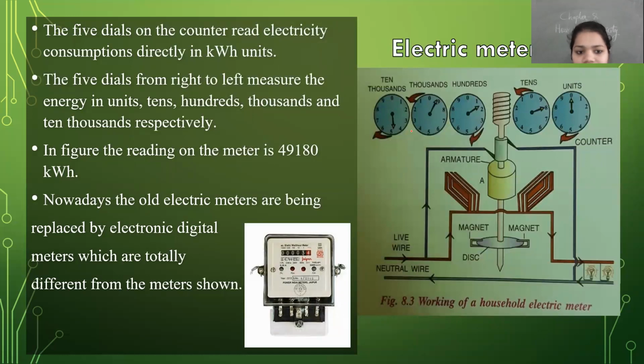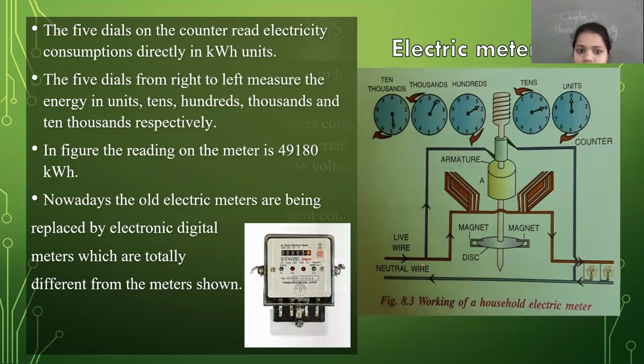In this figure, you can see the meter shows a reading of 49180 kilowatt hour. And nowadays, this old meter is replaced by new electronic digital meters, which are shown here.